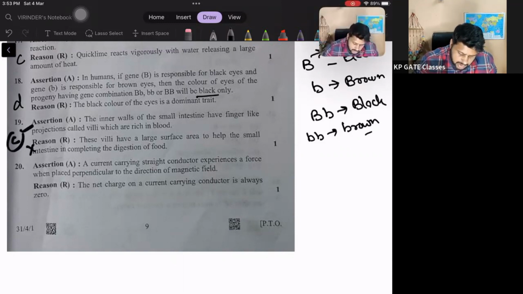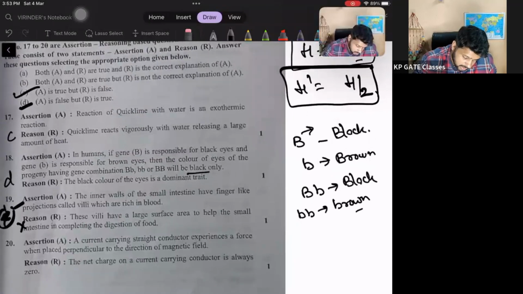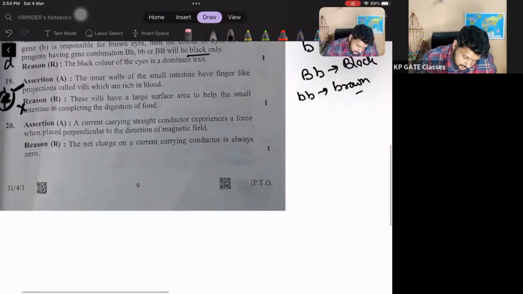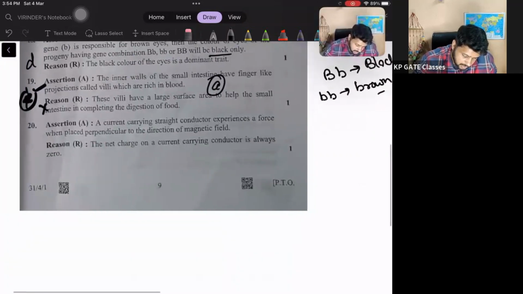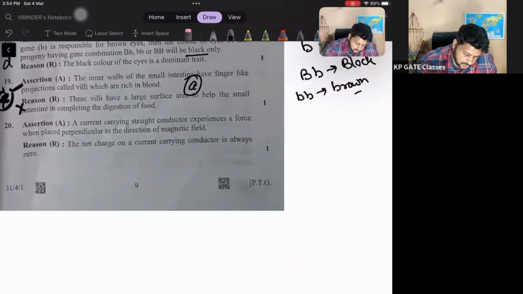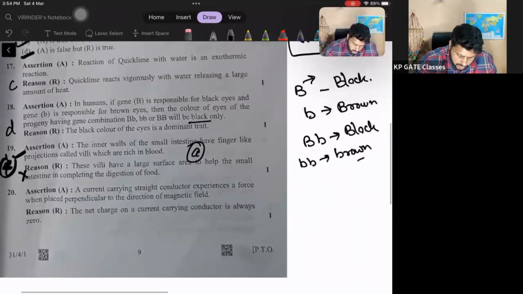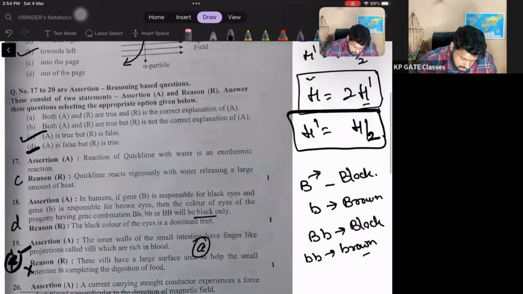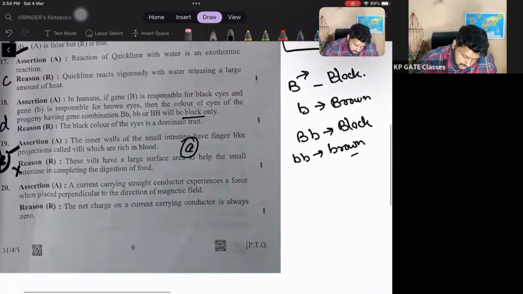A current carrying straight conductor experiences a force when placed perpendicularly. No, in question number 18, both are true. So both are true, and A will be its answer. Question number 2. A current carrying straight conductor experiences a force when placed perpendicular to the direction of the magnetic field. Yes. The net charge on a current carrying conductor is always 0. No, it is not always 0. So A is true, B is false. So its answer is C.